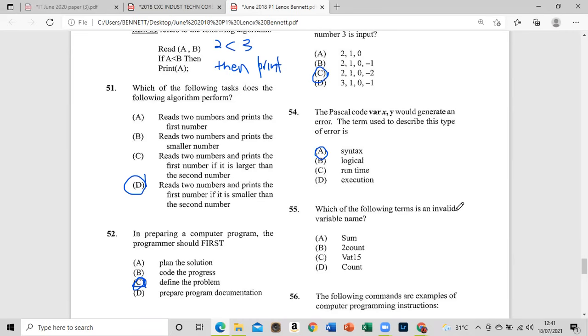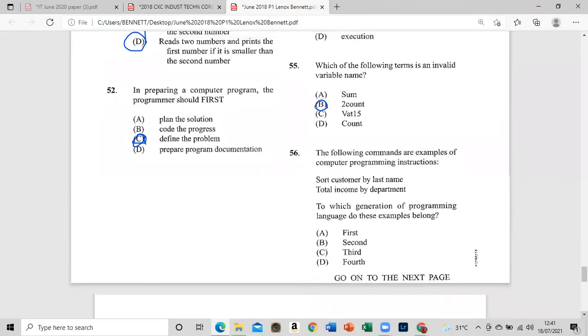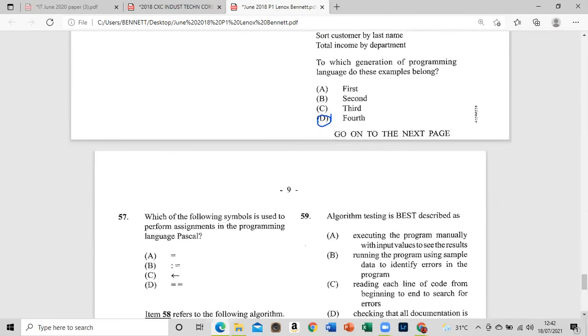All right, which of the following terms is an invalid variable name? This was on the 2020 paper, so that would be B. All right, 56. The following commands are examples of computer programming instructions. Sort customer by name, total income by department. Which generation of programming language do these examples belong to? And that is 4th generation, right? Yes, it's the generation where they use abbreviations and all of this.